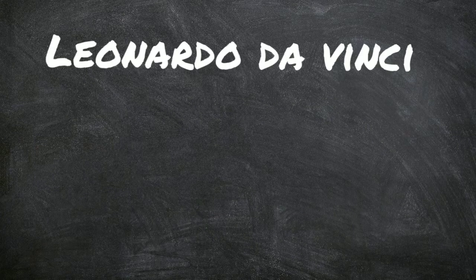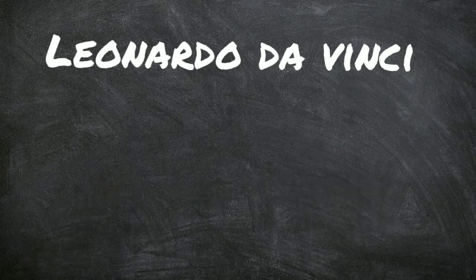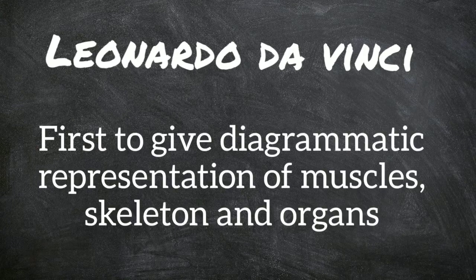Leonardo da Vinci, a well-recognized artist and painter, learned anatomy and painting from Andrea del Verrocchio. He used his painting skills and his knowledge in anatomy to draw diagrams of human muscles, skeleton, and organs. He was the first to give a diagrammatic representation of muscles, skeleton, and organs, which was an important milestone in the understanding and learning of anatomy, especially human anatomy.